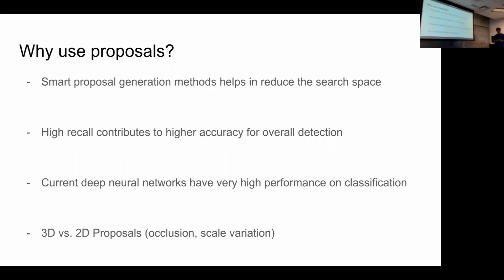In terms of proposals for 3D versus 2D, we want to work in 3D because the object detection problem for autonomous driving is inherently a 3D problem, and we want to be able to localize and better estimate the orientations of the vehicles that we see in our scene. And 3D object proposals do better in terms of occlusion and scale variation, because of the inherent nature of the problem compared to just images.